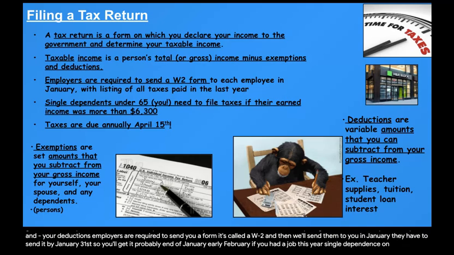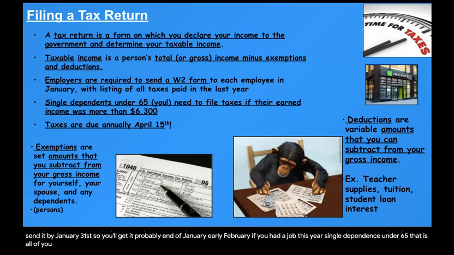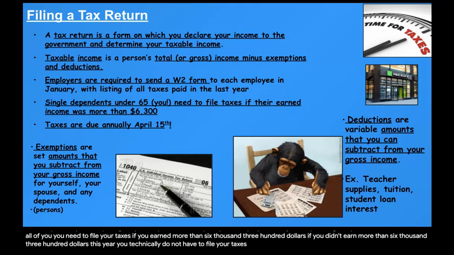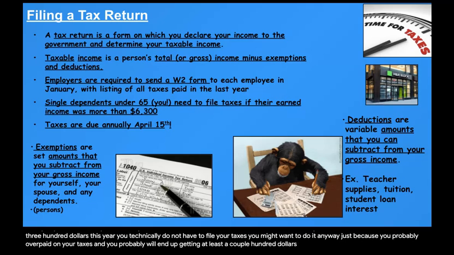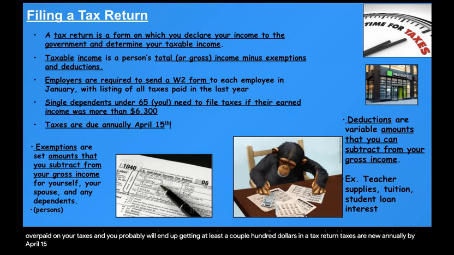Single dependents under 65, that is all of you, need to file your taxes if you earned more than $6,300. If you didn't earn more than $6,300 this year, you technically do not have to file your taxes. You might want to do it anyway, just because you probably overpaid on your taxes and you will probably end up getting at least a couple hundred dollars in a tax return. Taxes are due annually by April 15th, so you have to file your taxes by April 15th. This year it got extended until the summer because of COVID, but normally April 15th.